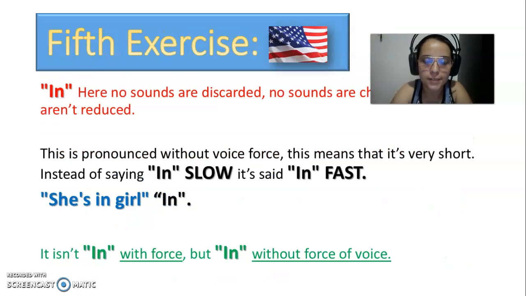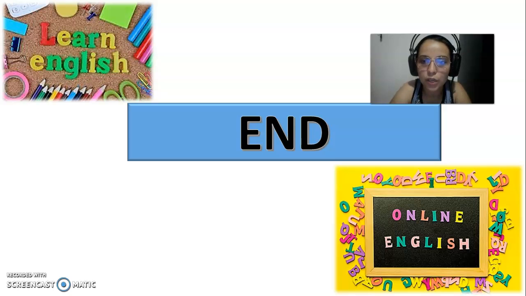Fifth exercise. N. Here no sounds are discarded, no sounds are changed, they aren't reduced. This is pronounced without voice or force. This means that it's very short. Instead of saying "and", it says N. She's a girl. And it isn't N with force, but N without force of voice. And thank you for your attention.